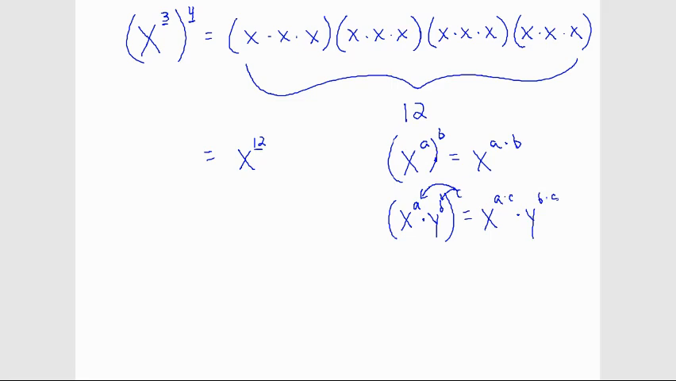Okay, great. I can add exponents, I can subtract exponents, I can multiply. Can I divide?